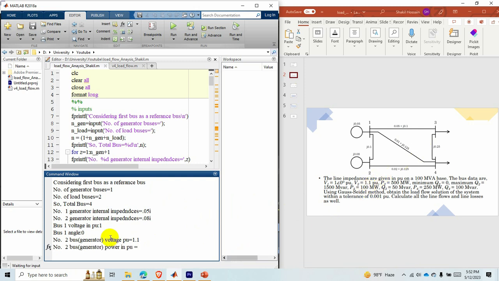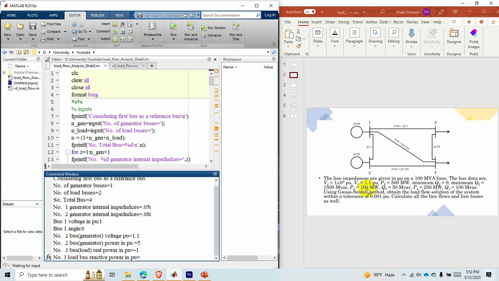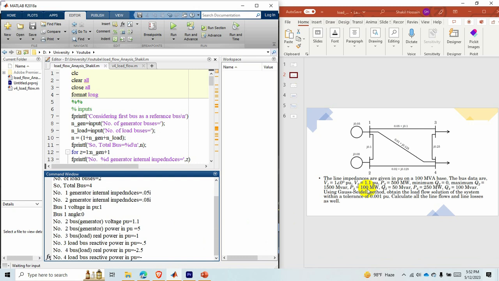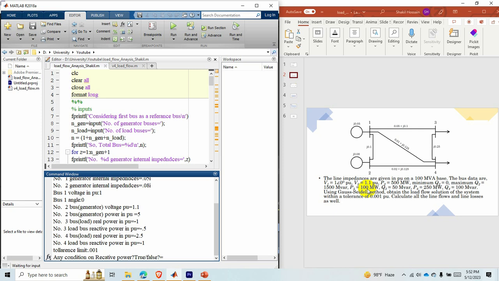Here the real power is 5 per unit. The reactive power is -1 per unit, -0.5 per unit, -2.5 per unit, -1 per unit. Okay, the tolerance limit is 0.001 per unit. Okay, yes, true.